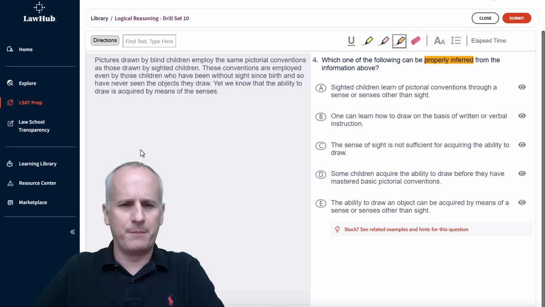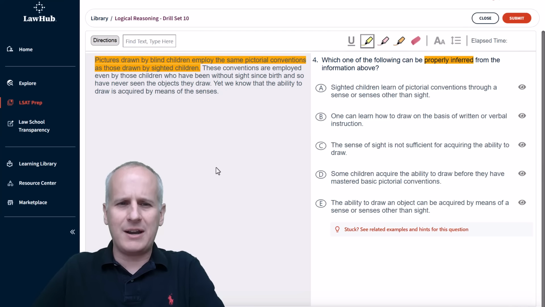So reading from the top, pictures drawn by blind children employ the same pictorial conventions as those drawn by sighted children. Okay, just a statement of fact. Don't want to draw this conditionally. It's going to take too long. We just need the statement. Then we'll switch our highlight color.